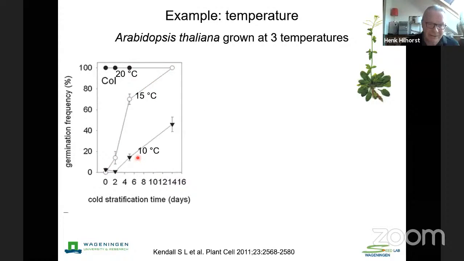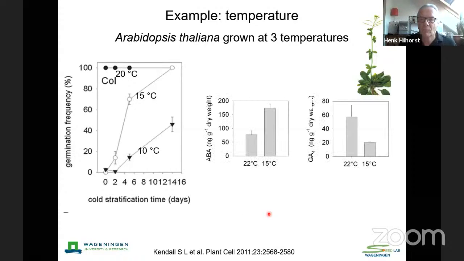You grow the plants at 10 degrees, the dormancy is even deeper. And you see that even 2 weeks of cold stratification are not enough to break dormancy. So that is interesting. That is a very good example of how the maternal temperature influences the dormancy level of the seeds.